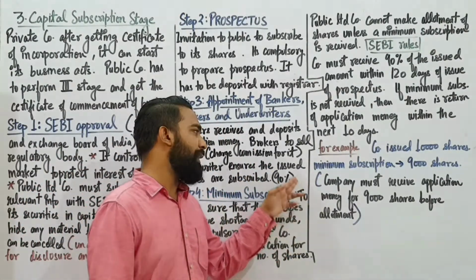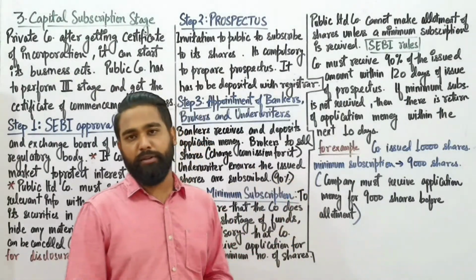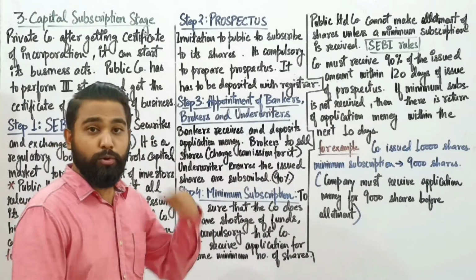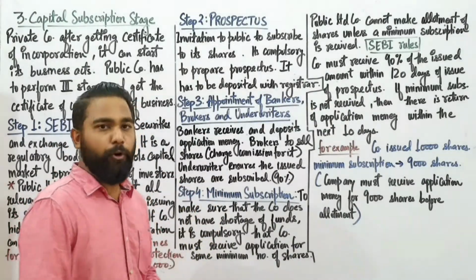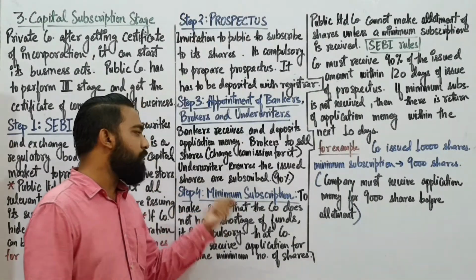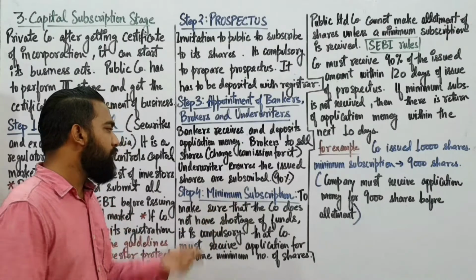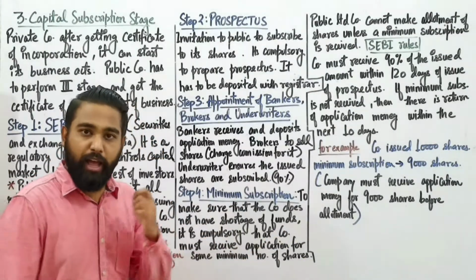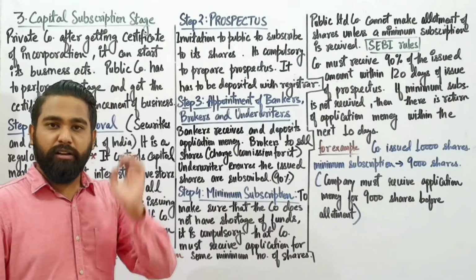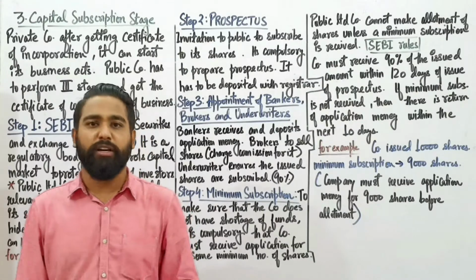They are bound to sell, they are bound to have the money of 90% of its share to issue their securities. Now let's come to step 4, which is minimum subscription. To make sure that the company does not have a shortage of funds, every company has a fear of having limited funds, of having a shortage in funds.